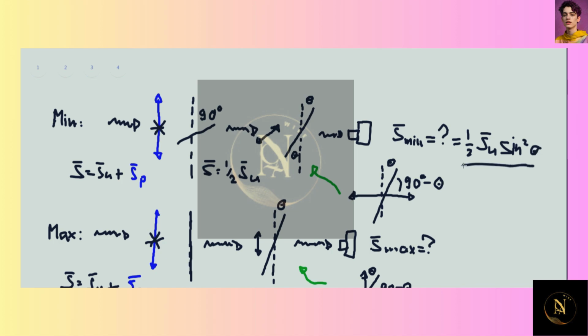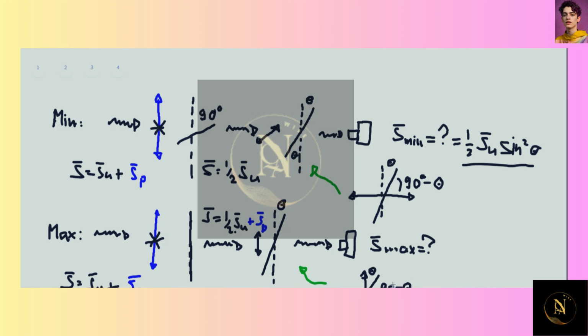So this is S min. And then let's look at the maximum case. What's the maximum amount of light that can come out of the first polarizer? Well, this is going to happen in the case that the polarization axis is parallel to the polarization axis of the light. So in this case, the intensity in the middle is going to be half of S bar U, again, because it was an unpolarized component, but made it through. And then all of the polarized intensity is going to come through.